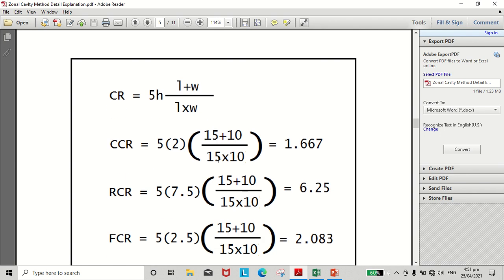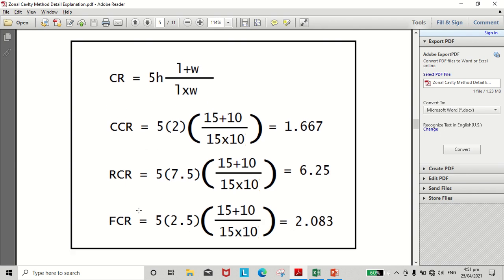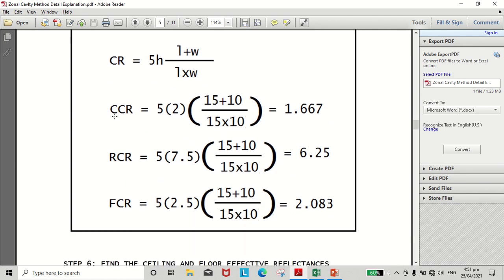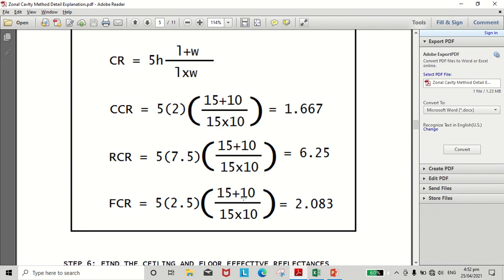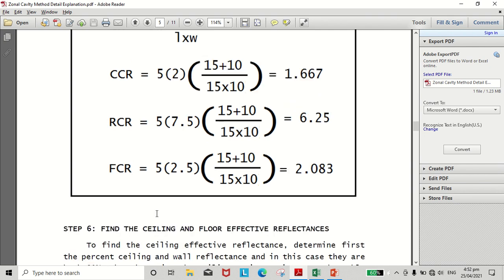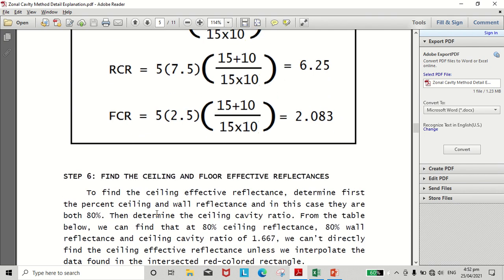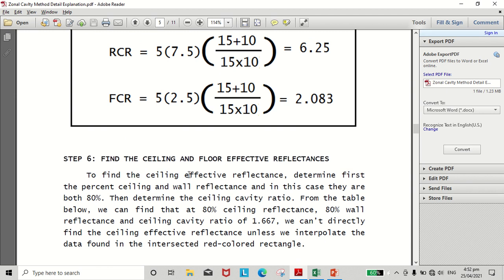So that's our CCR, RCR and FCR. CCR is ceiling cavity ratio, RCR is room cavity ratio, and FCR is floor cavity ratio. They are different from one another. So step 6: find the ceiling and floor effective reflectances.